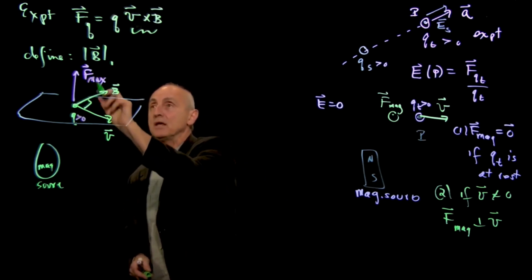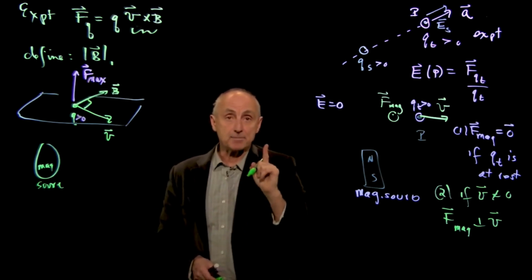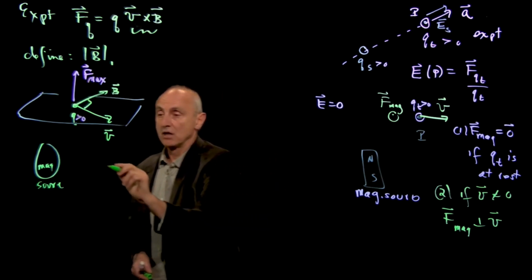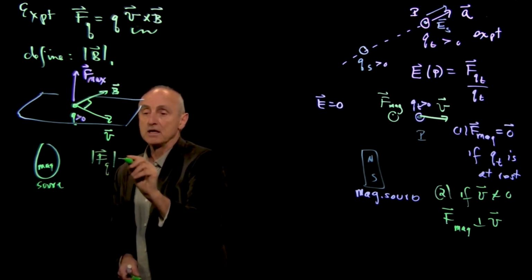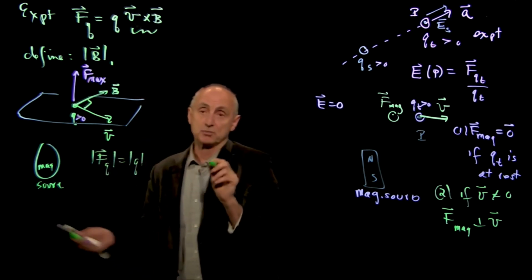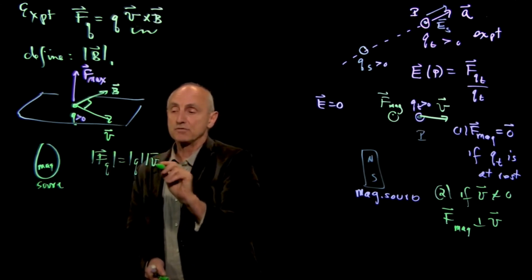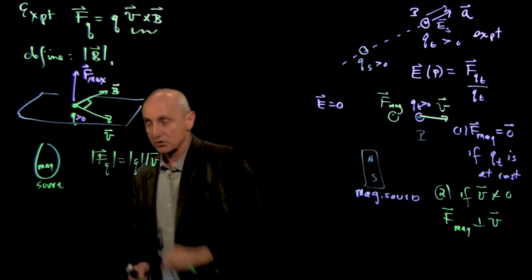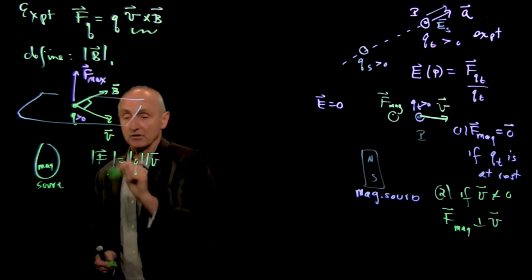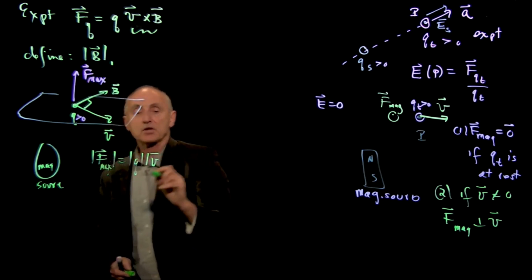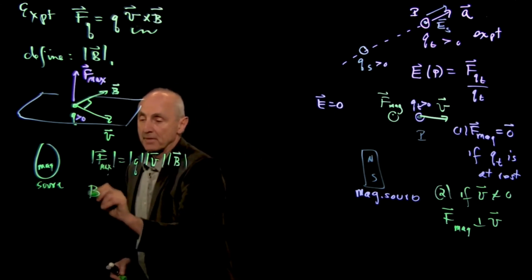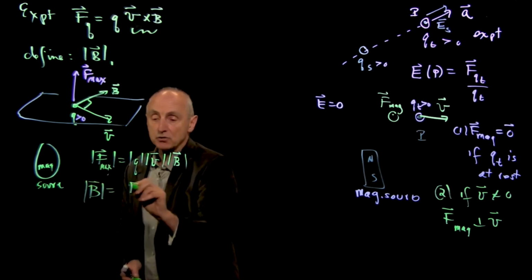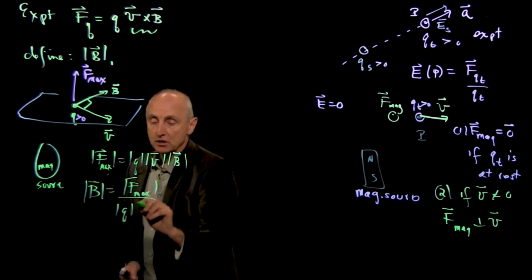So that tells me how I could get the magnitude of B as follows. The magnitude of the cross product is just equal to the magnitude of Q, we've been assuming that's positive, times the magnitude of V, this is the maximum value, times the magnitude of B. And so we see that we can find the magnitude by experimentally measuring the maximum force on that moving charge.